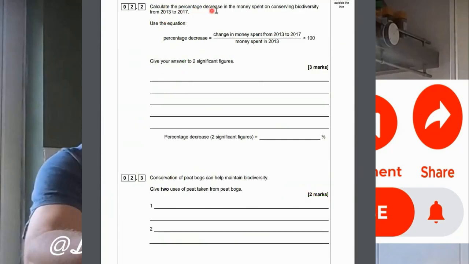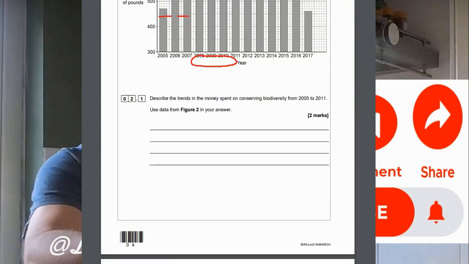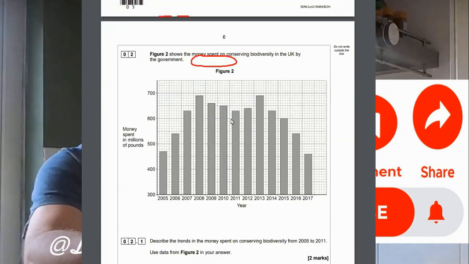Okay, now we've got a maths question, 2.2. Calculate the percentage decrease in the money spent on conserving biodiversity between 2013 and 2014. They've given us the equation here, and they want the answer to 2 significant figures. So all we've got to do is pull out the information.